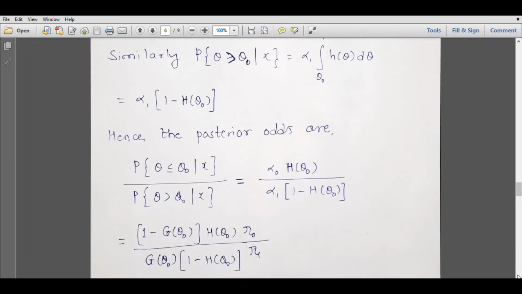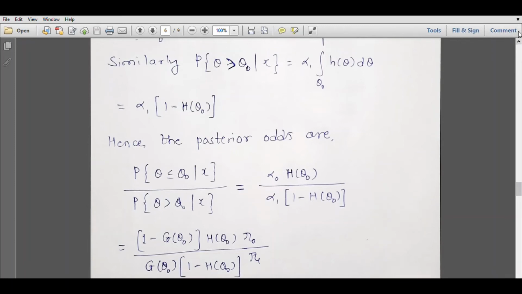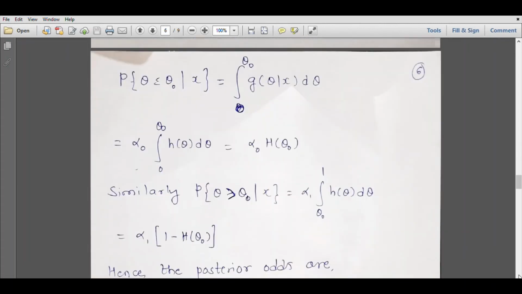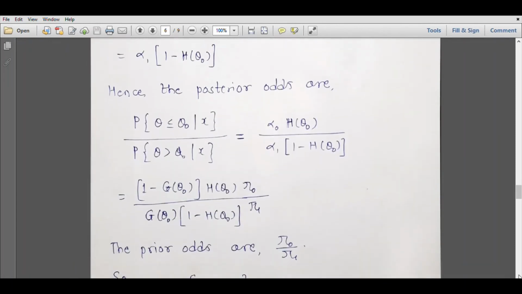So the Bayes factor, now if we substitute the values of alpha naught and alpha 1, let us see what we get. See here, alpha naught and alpha 1. So consider the ratio of alpha naught and alpha 1. So the denominator will get cancelled and you will simply have 1 minus g theta naught into pi naught upon g theta naught pi 1. So here this alpha naught by alpha 1, if you substitute, what you get is 1 minus g theta naught into pi naught upon g theta naught into pi 1, and this H theta naught upon 1 minus H theta naught is remaining there as it is.